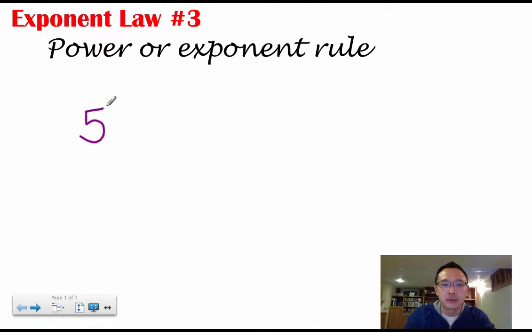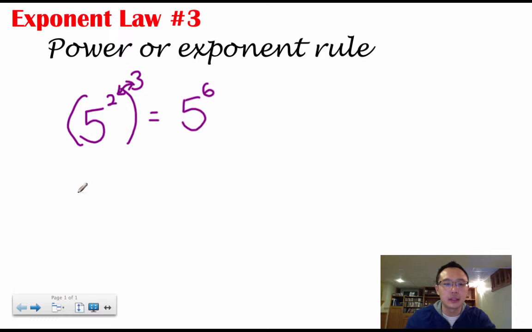If you have the number 5 with an exponent of 2, and then you have brackets surrounding it, and then you have another exponent of 3 outside of it. The rule here is simply that you multiply these two exponents together. So your answer is 5 to the power of 6.